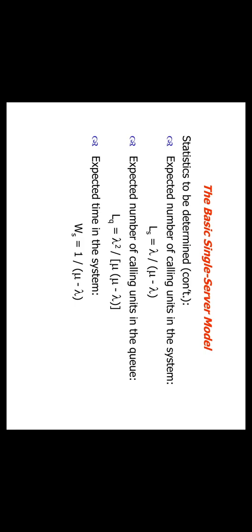Expected time in the system is computed as W sub s equal to 1 all over the quantity mu minus lambda. And then the expected time waiting in line, W sub q, is equal to lambda all over the quantity mu multiplied by the quantity mu minus lambda.